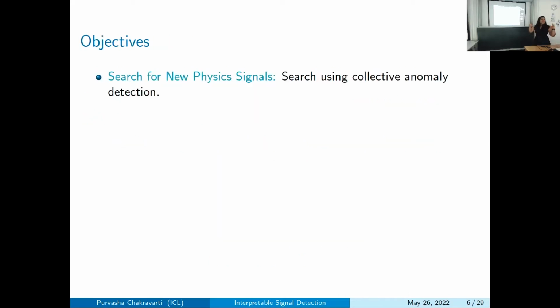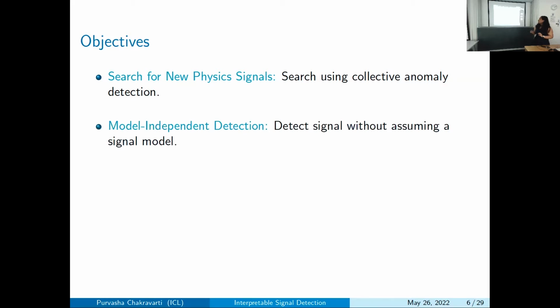Okay, so that's basically what the problem is. And our objective is basically to detect this new physics signal using some sort of a collective anomaly detection algorithm. And what we are going to do is we'll do this in a model independent way. And here the model refers to the model for the signal. So do we assume something about what we are looking for? Are we looking for something specific versus are we looking just in general? So we'll do it in a model independent fashion. We won't assume anything about the signal.